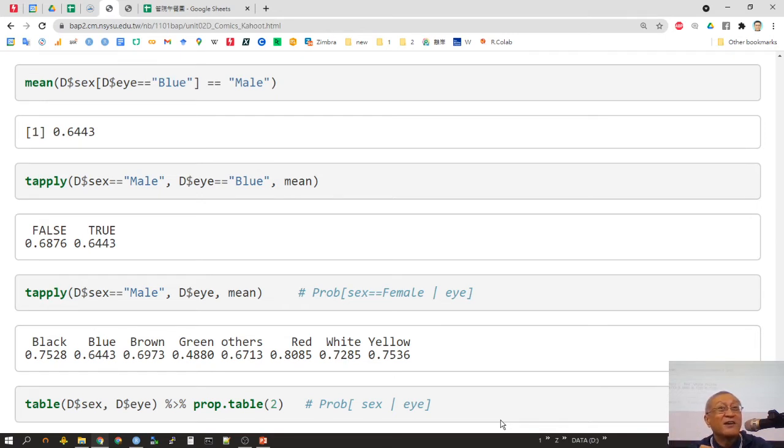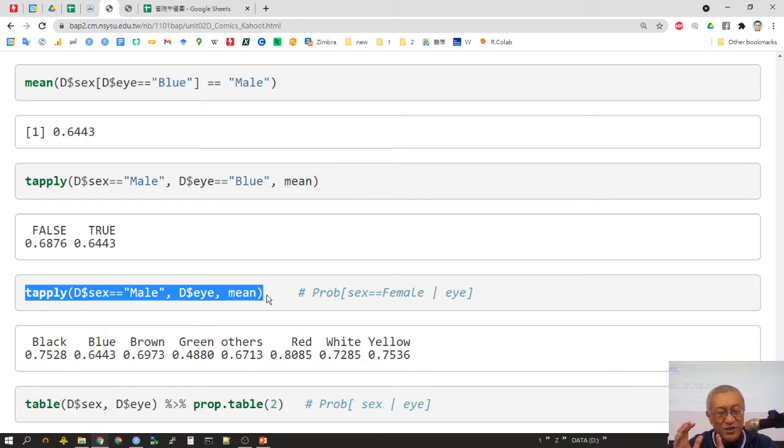Okay? So if you want to count the number, then you need to replace this mean with sum, right? Okay. So this function call is very sophisticated, right? If you can use it right, you can answer a lot of questions.